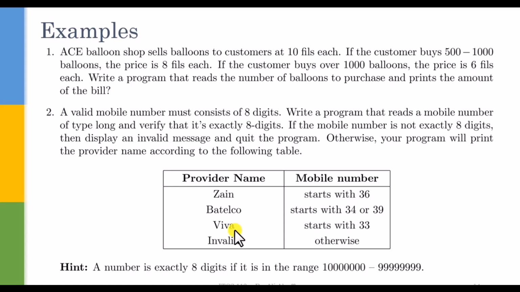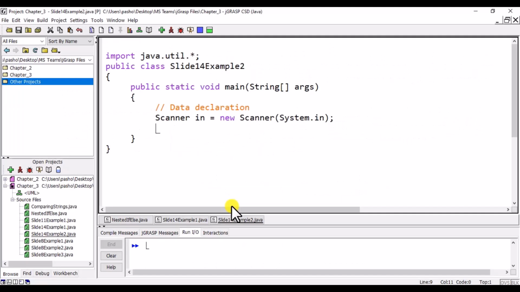So we will go in this sequence. We will check if it is exactly 8 digits or not, and then we will check the start of the number, and we will go over these conditions one by one. I have already prepared the program for typing. The name of this program will be slide 14 example 2. That means this is a solution for example 2 that appears on slide 14.